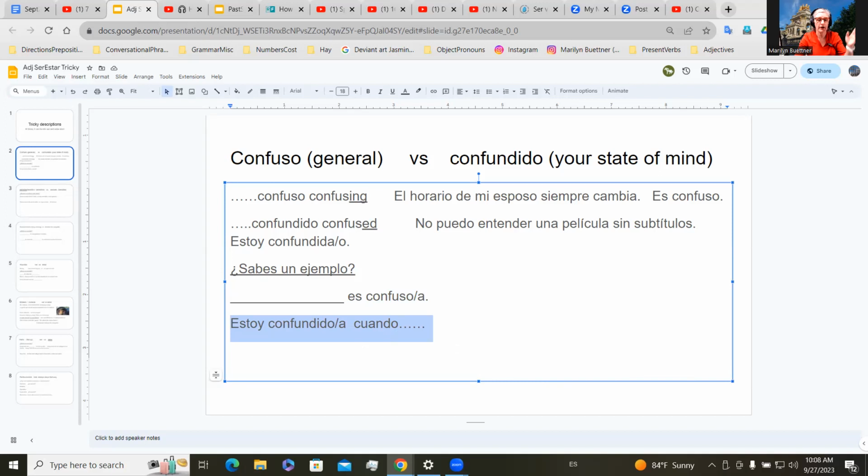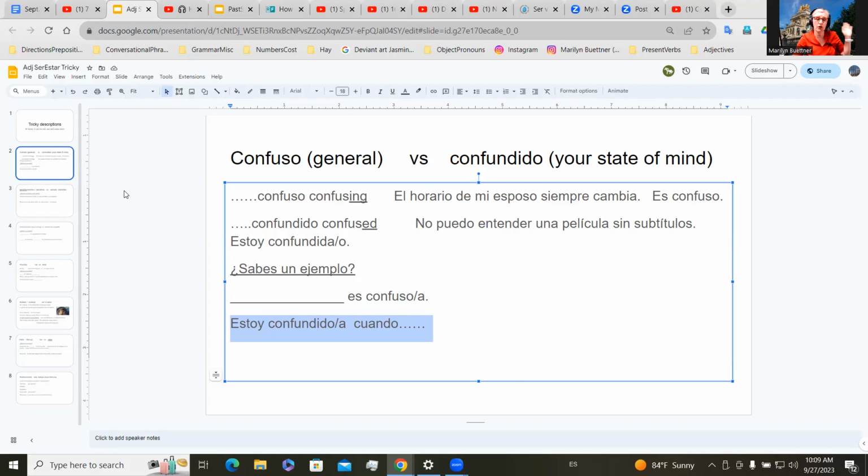¿Hay otro ejemplo? Sí, Diana. Estoy confundida cuando tengo que usar mi celular para comprar algo. Ah, el proceso de usar el celular para comprar cosas. Sí, eso es. Muy bien. ¿Otro ejemplo o siguiente?